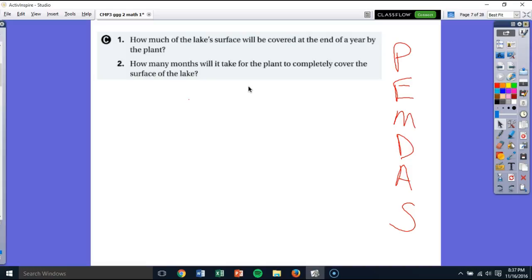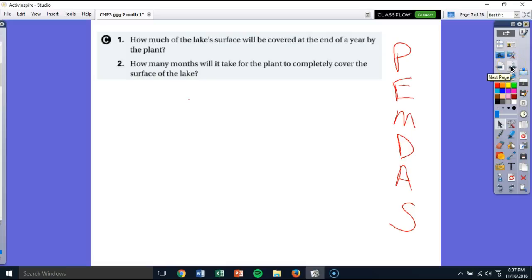And then how many months will it take for the plant to completely cover the surface of the lake? They gave you the size of the lake at the beginning of the problem, so go back and determine that with your equation. I have PEMDAS written here. There's a reason for that. You should know that already. So use that as a clue.